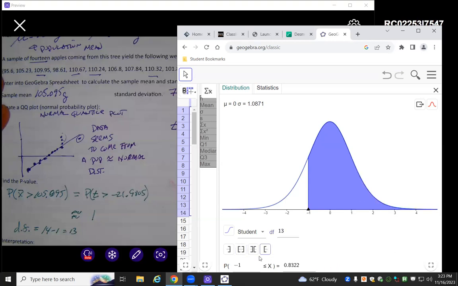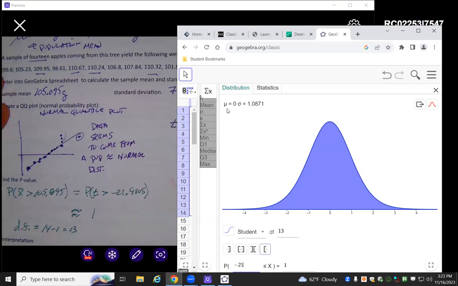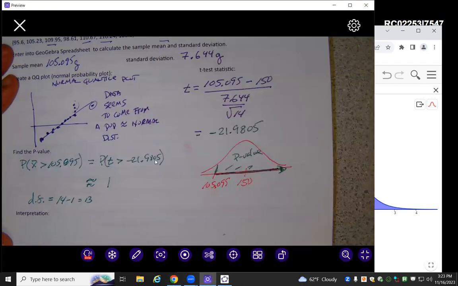I'm going to go to the right. I entered negative 21, and of course it just says 1 because to 4 decimal places it's 0.9999. Another thing to notice is how the standard deviation is bigger for the t distribution, because it's trying to allow for the variation that you would see from sample data.